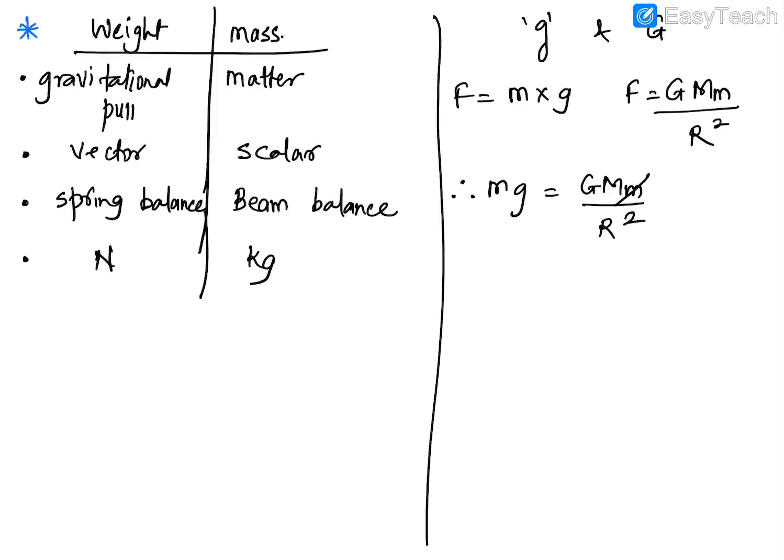So I can cancel m and m here. What will you get here now? Small g is equal to G into M upon R squared. Okay, so that's how you derive this formula. This question had come in last year's paper, in the terminal paper.